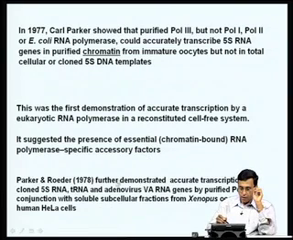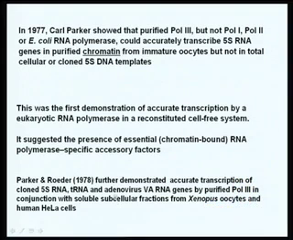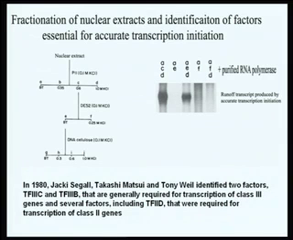There are many other experiments which were carried out. I will give you key references at the end of the presentation. You can go through some of these experiments and read up a little more on how people started fractionating extracts and putting them in a cell-free system and identifying what kind of factors are required for RNA polymerase to accurately initiate transcription. I am just giving one example here: fractionation of nuclear extracts and identification of factors essential for accurate initiation of transcription.